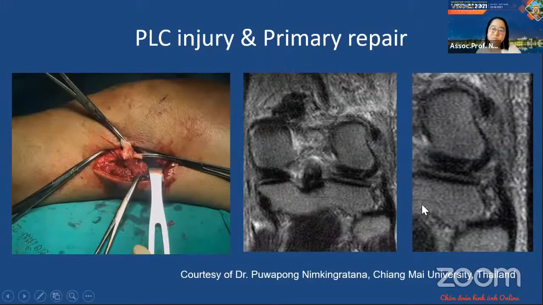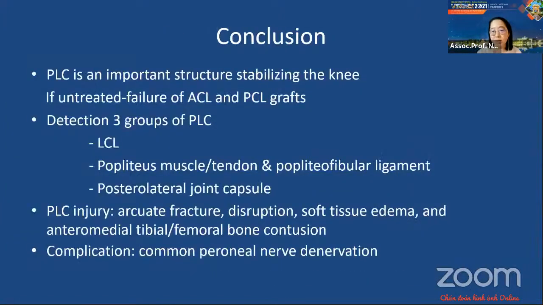And finally, this is what we found during surgical findings, where you can see the lateral collateral ligament is disrupted, and finally the popliteofibular ligament stump, and this is the tendon that is disrupted. So I want to wrap up: everything here is important, it helps stabilize the knee, and it needs to be identified when you treat patients with ACL or PCL grafting.